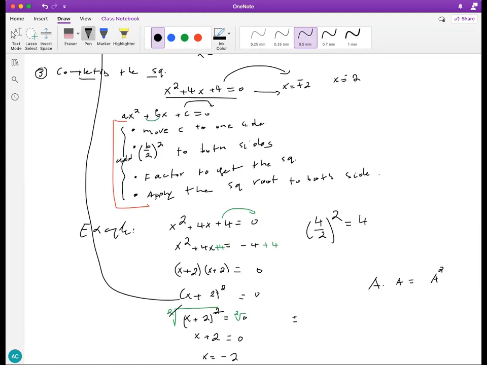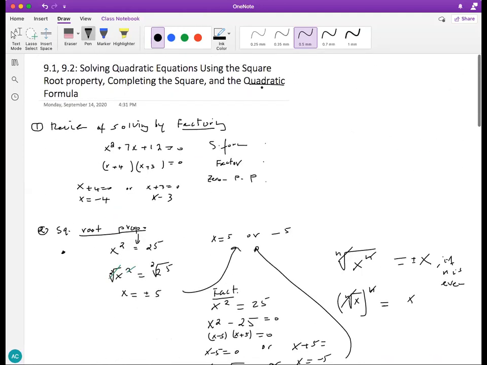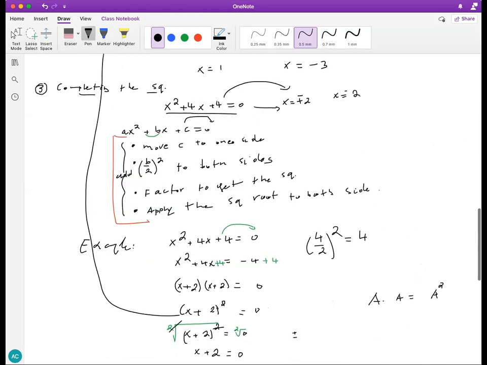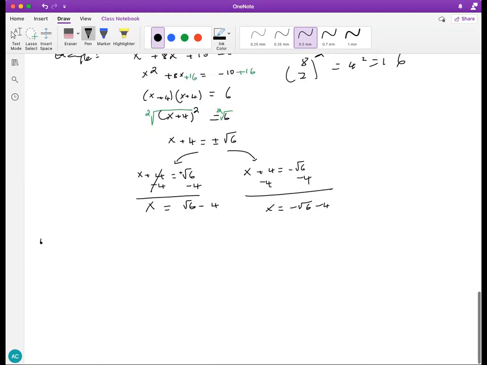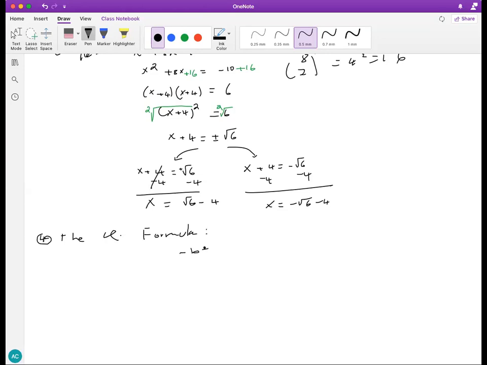And if you thought this was a lot of work and too many steps, well, that's where the quadratic formula comes in handy, because it basically summarizes all these steps into one formula. Okay, can anybody remind us what the quadratic formula is? What's the quadratic formula? Sure, all of you. It's minus b plus or minus the square root of b squared minus 4ac, divided by 2a. That's right.